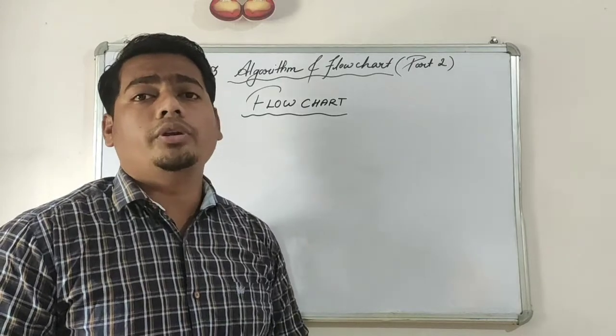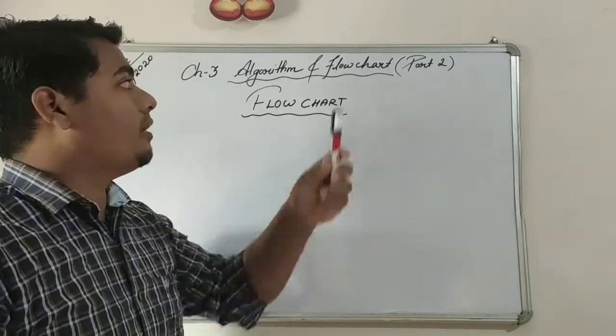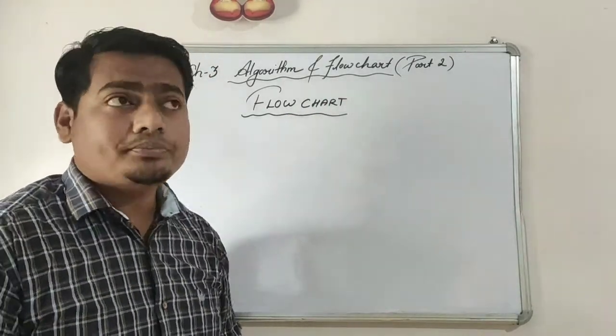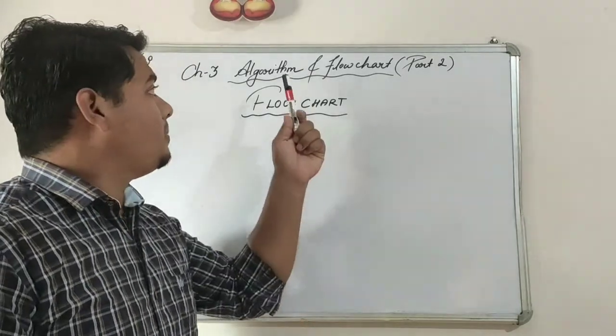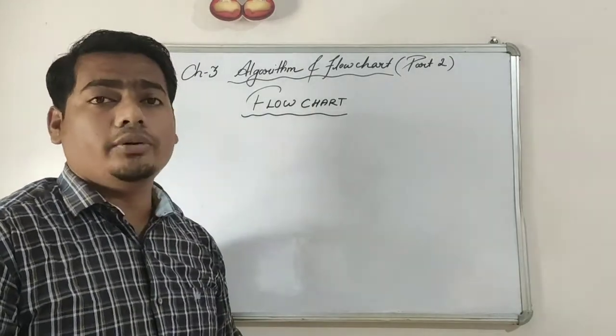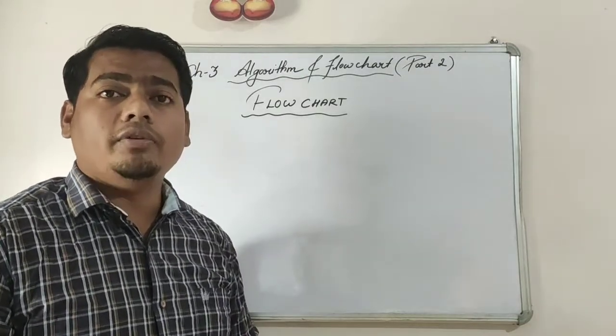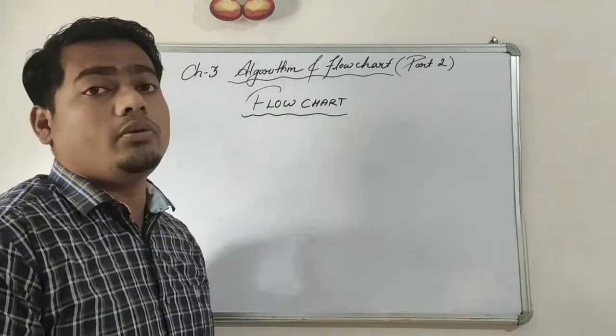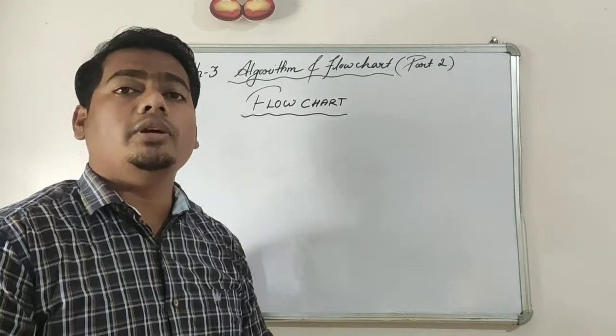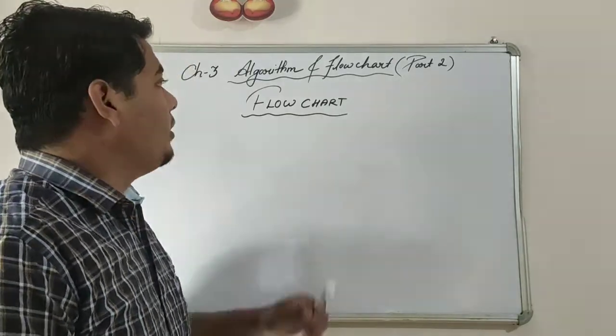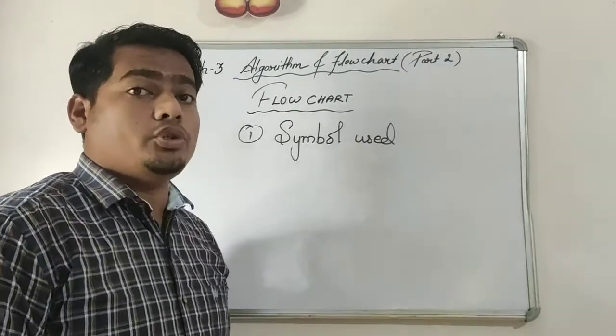Today we are going to read about Chapter 3, Algorithms and Flowchart, part 2. In part 1 I have already explained about the algorithm. If you have not seen my part 1, I have given the link in the description, or you can go to my YouTube channel and see it. Now today we will read about what we mean by flowchart.